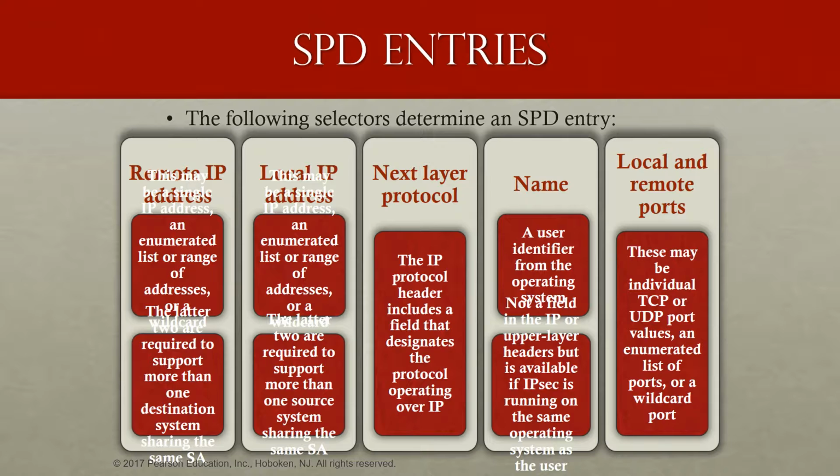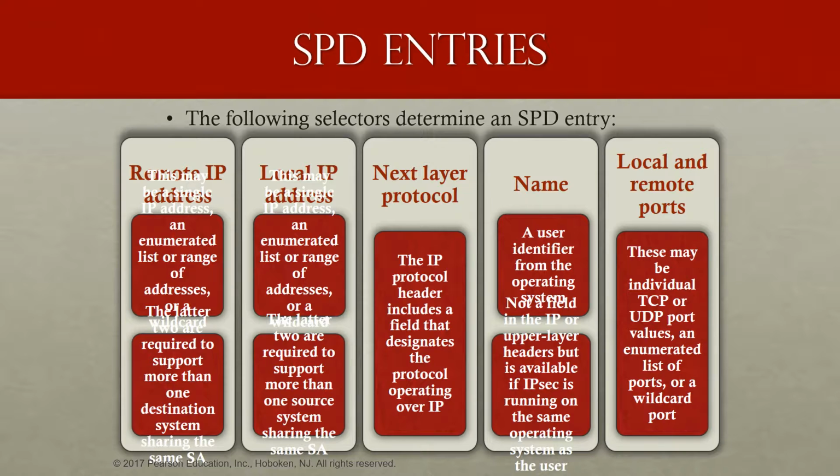Next layer protocol. The IP protocol header, IP version 4, 6, or version 6 extension, includes a field. Protocol for IP version 4, next header for IP version 6 or IP version 6 header, that designates the protocol operating over IP. This is an individual protocol number, any, or for IP version 6 only, opaque. If AH or ESP is used, then this IP protocol header immediately precedes the AH or ESP header in the packet.